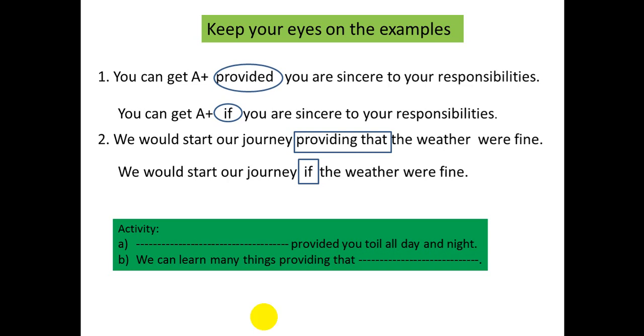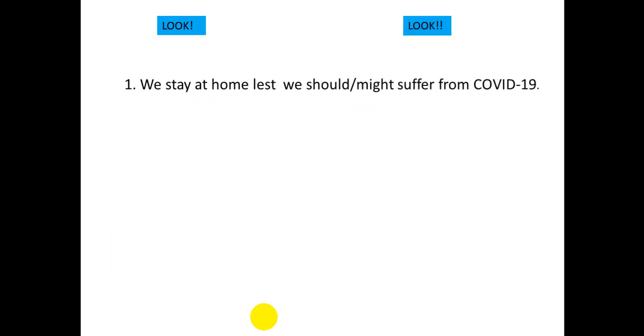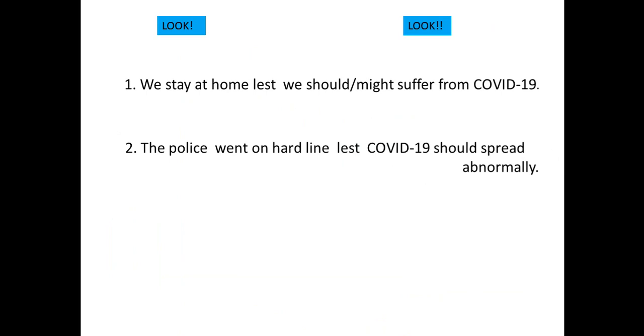Okay, let's move on. Look, first one, we stay at home lest we might suffer from COVID-19. Second one, the police went on hard line lest COVID-19 should spread abnormally. Now, new examples for new rules. The key clue is lest here.